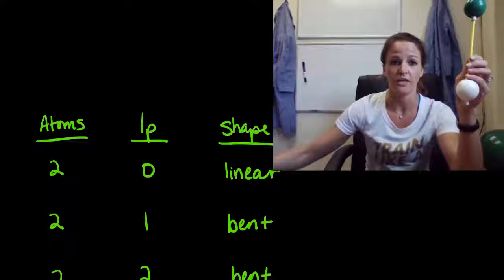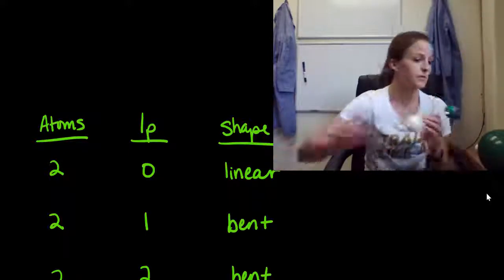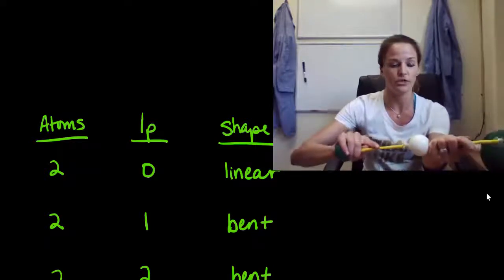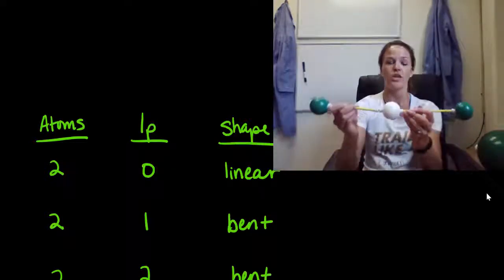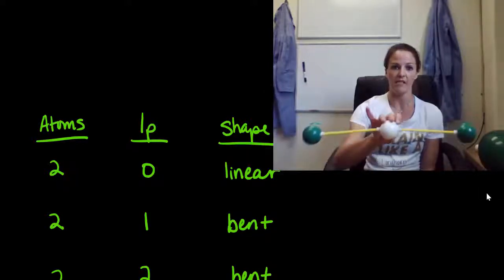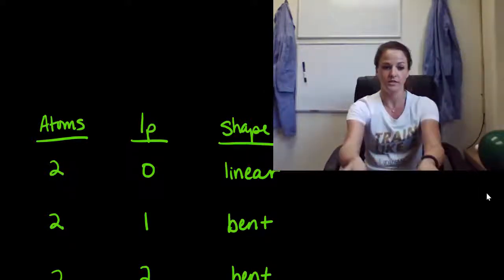All right, so we're going to start off at the very top here. We have two atoms on the central atom. So here's my central atom, my white one. These are my two external ones, my green. Okay, no lone pairs. So no matter how I put these together, it is always going to have the linear shape. So this is the ball and stick model.